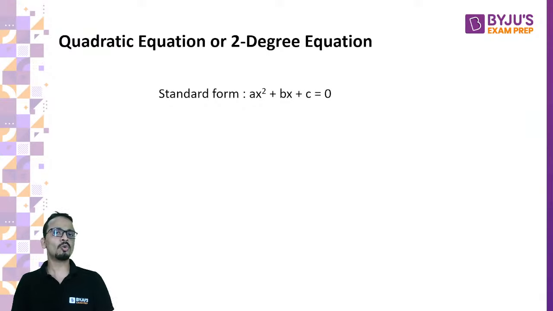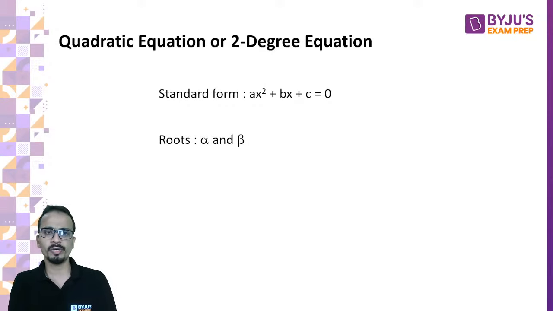Talking about a quadratic equation or a 2-degree equation, the standard form is ax square plus bx plus c. Now friends, if you're talking about the sum and product of the roots, this is a standard 2-degree equation. If I talk about the roots of this quadratic equation, there will be 2 roots for this equation. Let me call these roots alpha and beta.